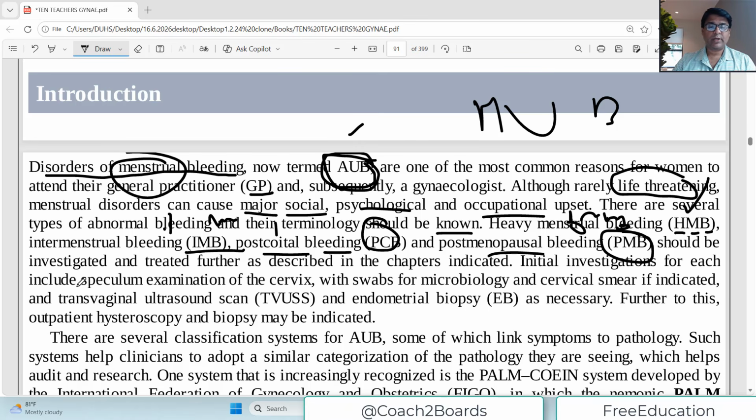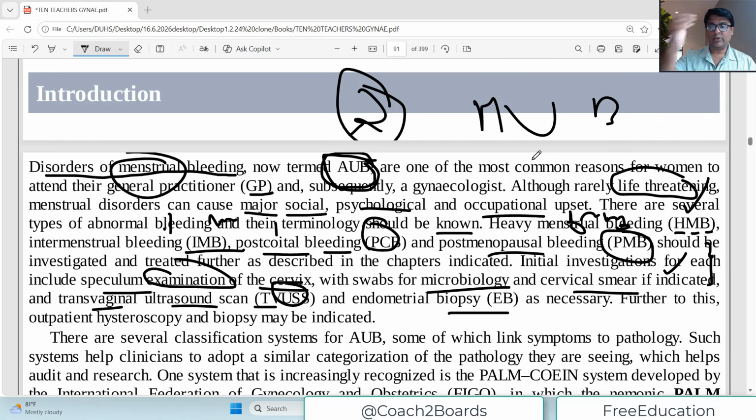Initial investigations for each include speculum examination, सब में करना है आपने, of the cervix. You should take swabs, cervical smears if indicated, and transvaginal ultrasound and endometrial biopsy as necessary. इन तमाम investigative approaches के बारे में हमने chapter 2 में already कर लिया है, तो आप मेरी second video देखिएगा, उसमें ये सारी details मौजूद हैं.